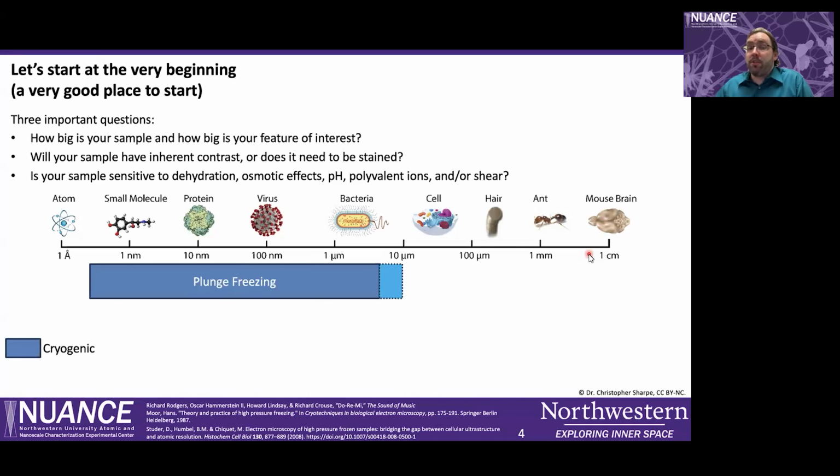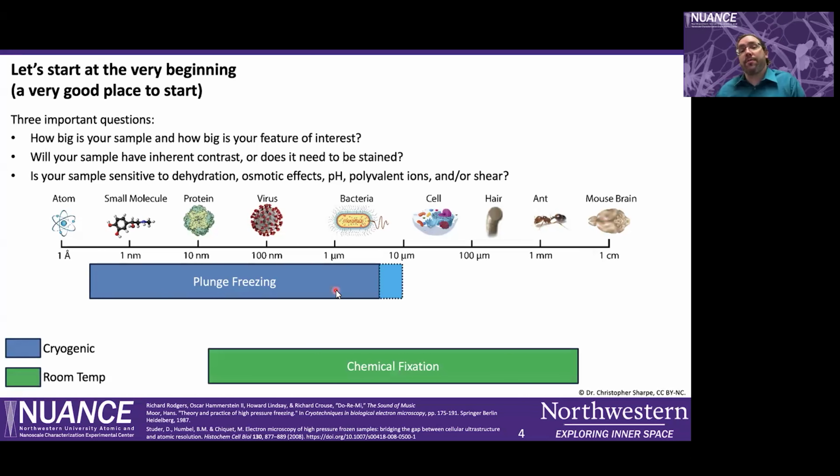So if your sample is very small and you want to see very high resolution features, plunge freezing is probably going to be one of the best techniques for your sample. This is limited to very small samples, so samples on the order of less than a micron or so. But you can get very high resolution reconstructions of nanoparticles and those sorts of structures with plunge freezing.